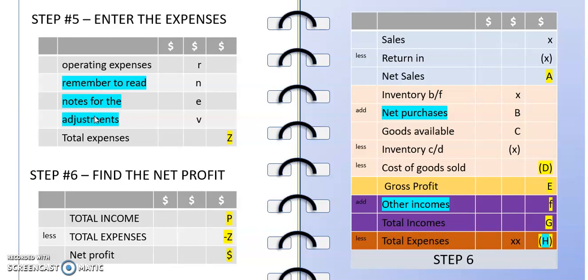Now, once you have the total expenses, the last step, step number 6, says subtract the total expenses from the total income or the gross profit, whichever is the one that's available at that point, and that should give you your net profit. So that is the end of our review of the income statement.